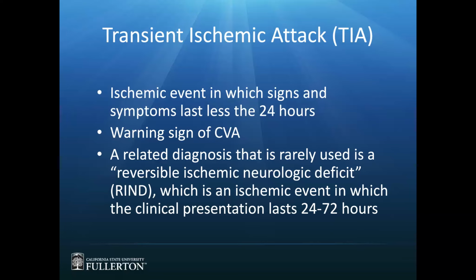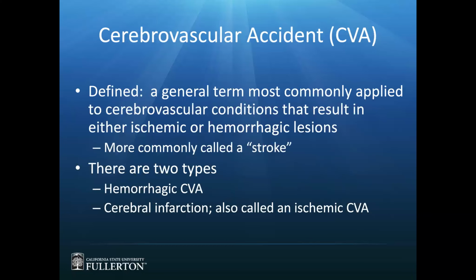Okay, and again, we're talking about ischemic events now. We're not talking about hemorrhages. We'll get there later when we get to strokes, but these are ischemic events. All right, now advancing to what might happen if you don't get the TIA properly diagnosed, and that would be a stroke or a CVA or a cerebral vascular accident.